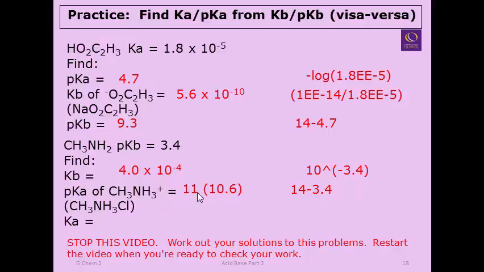I get 11. If I did it exactly on the calculator to 3 significant figures, I get 10.6, but because I'm entering 2, I might record it as 11. When I go to find the Ka, I might raise that. I'm putting all 3 figures just so it's not confusing, but mathematically, if I put in negative 11, that would be correct to the significant figures. And I get somewhere around 2.5 times 10 to the minus 11.